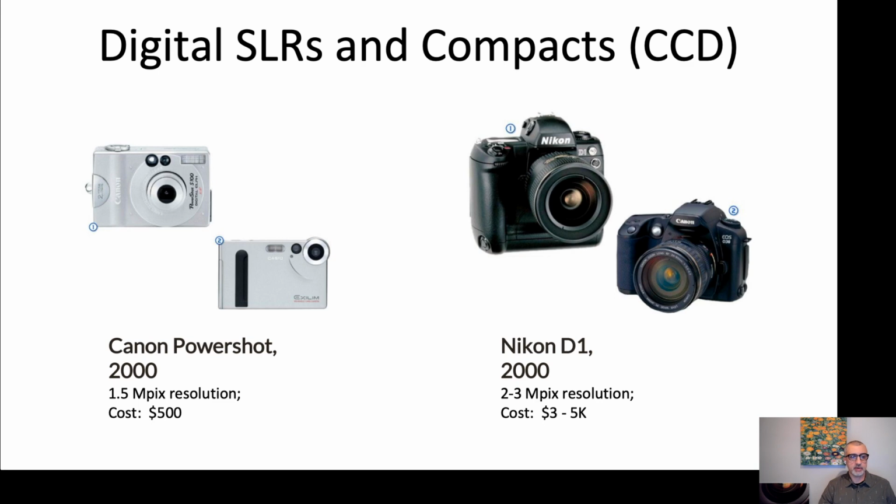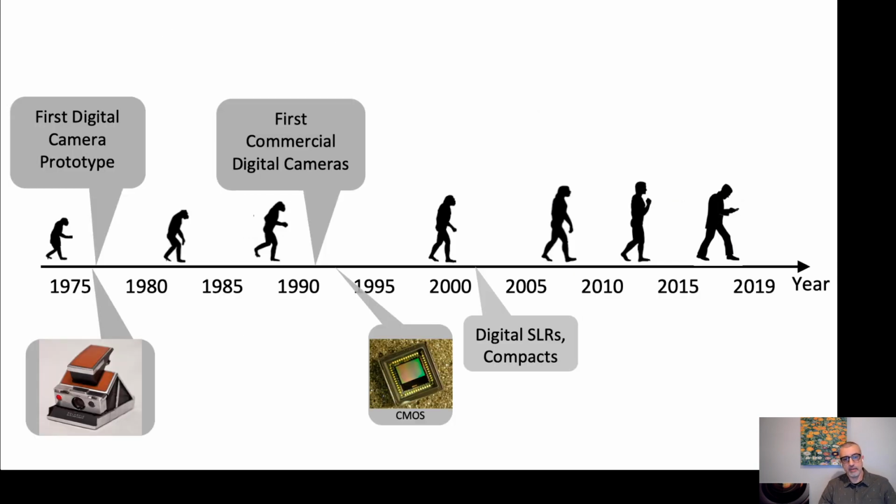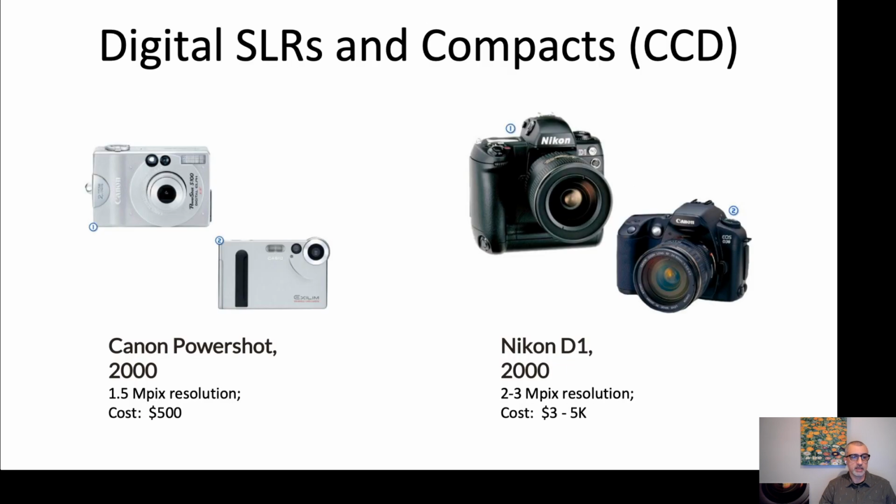So let's talk a little bit about that. Here we're talking about the early 2000s. There were sort of two sets of devices available at the time. The Canon PowerShot, as an example of the point and shoot devices that were available, cost around $500. And then the SLRs, still based on CCD technology, were 2 to 3 megapixel resolution. They had a decent amount of internal memory, so that you didn't have to carry this external thing around, and they cost around $3,000 to $5,000.